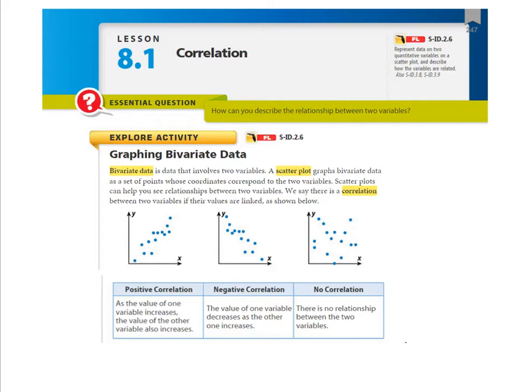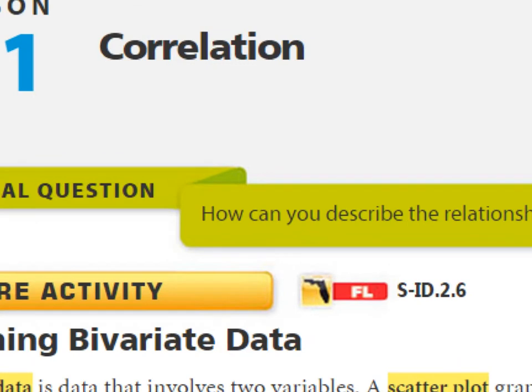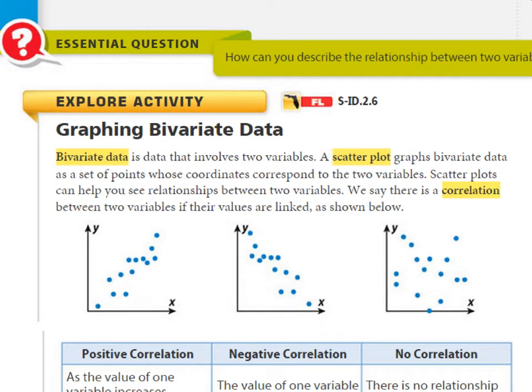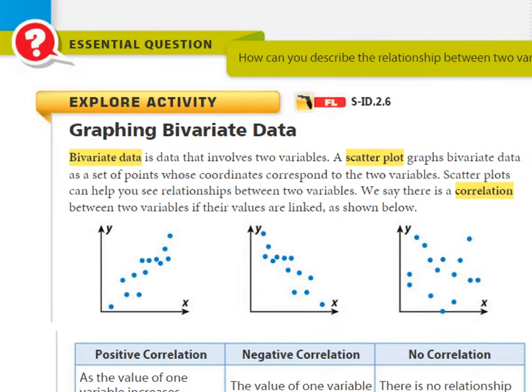Today we're moving on to Module 8. We're only going to be doing 2 sections in Module 8, 8.1 and 8.2. 8.1 is all about correlation. And with correlation, we're looking for a relationship. So we're going to be graphing data. They're calling it bivariate data. That simply means it's data that involves 2 variables. We've already graphed with 2 variables, so we're doing the same thing here.